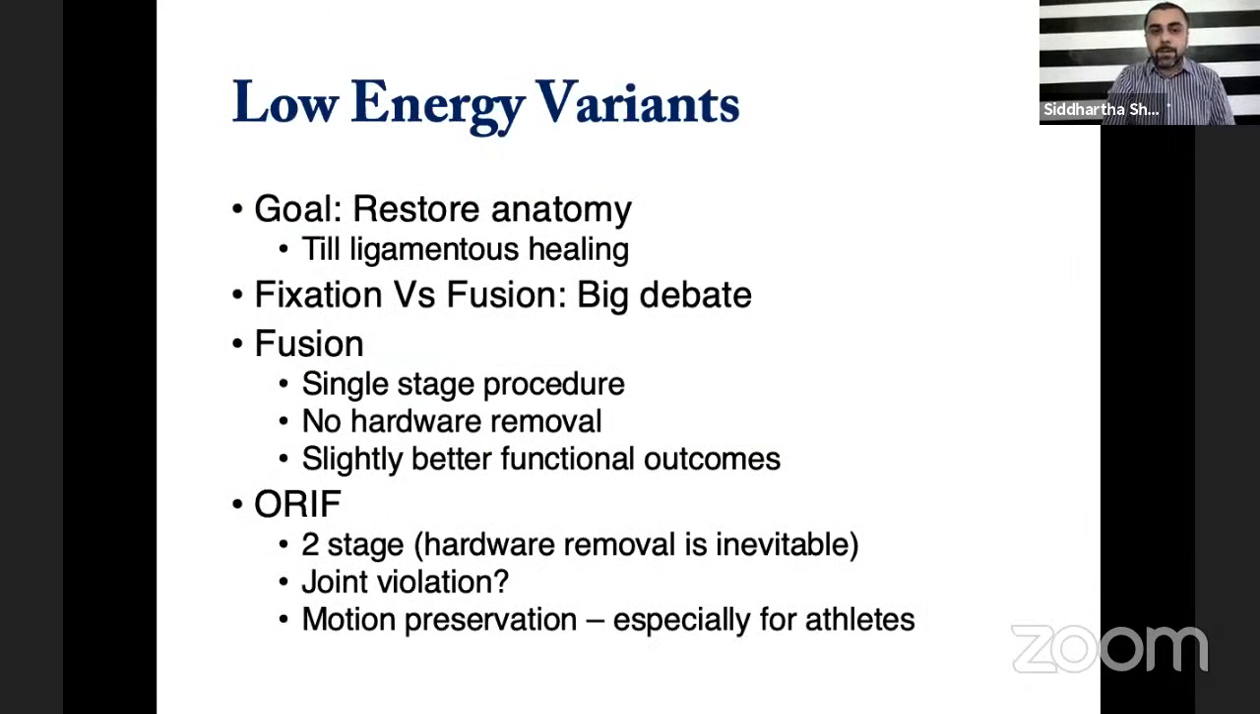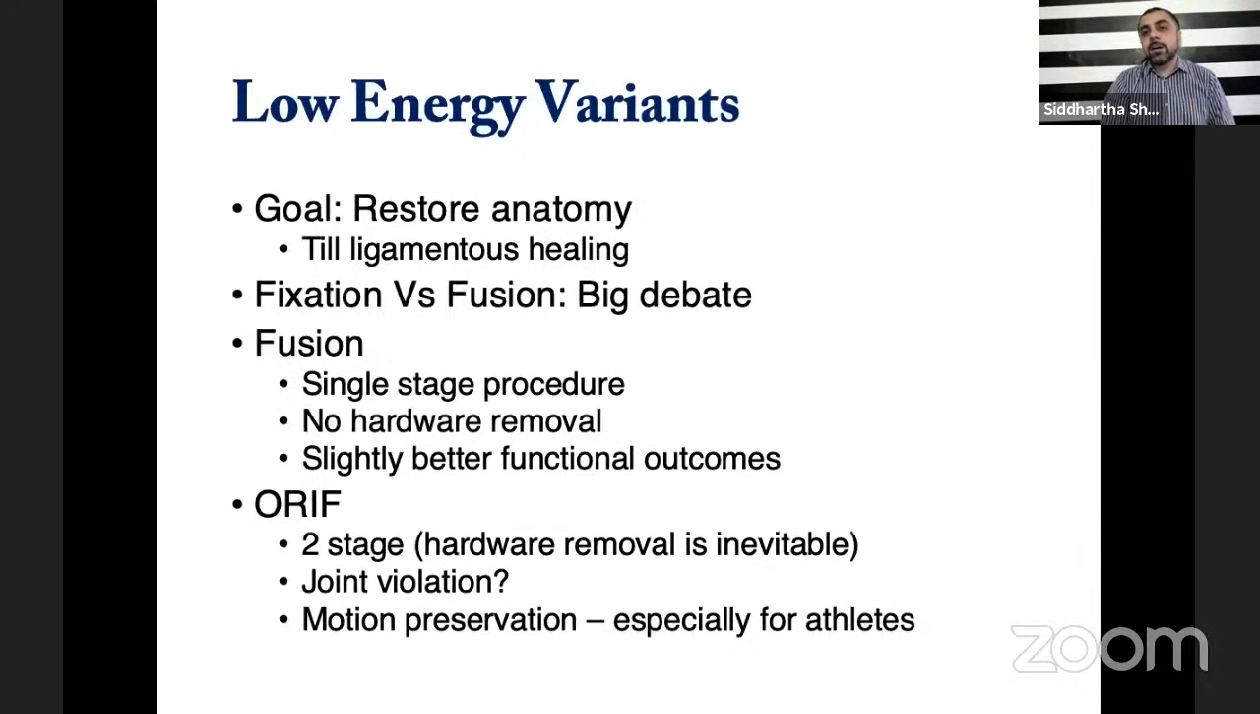So when you talk of low energy variants, you want to restore the anatomy. The big debate here is whether you fix or fuse. The proponents of fusion say that this is a single stage procedure. There is no need for hardware removal. And recent meta-analyses have shown a slightly better functional outcome, which may be debatable.